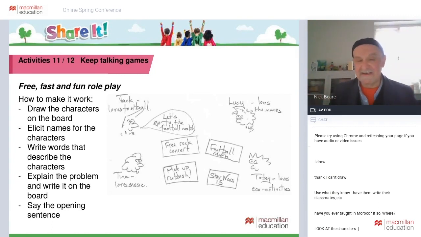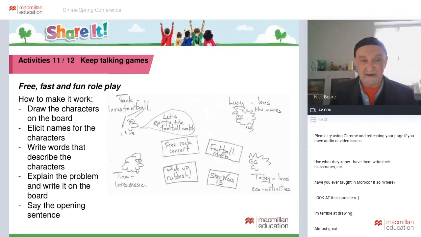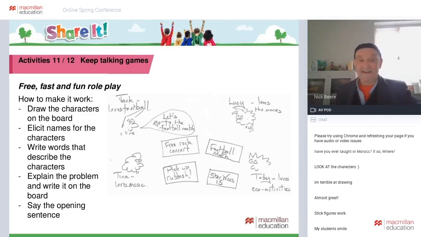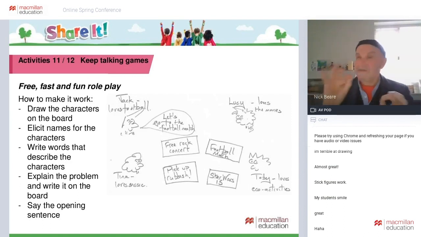Here I've done 4. Perhaps to start with it might be better to have just 2 or 3, depending on the age group and how much they like to talk and so on. Right, so you're starting off with just the pictures, the faces. Then you can elicit names from the students for each one. So we can assume that here, this boy is Jack, this girl is Lucy, this girl is Tina, and this boy, yes, is Toby.